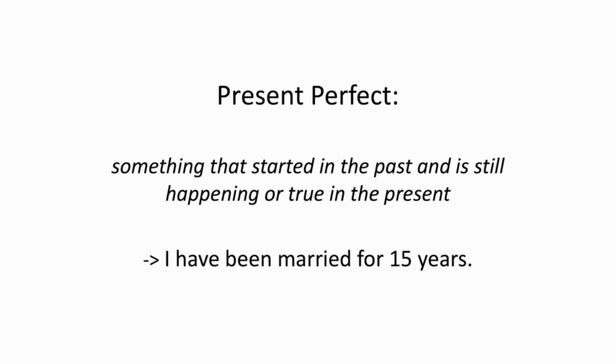There are different uses for the present perfect. We use it to indicate something that started in the past and is still happening or true in the present. For example, I have been married for 15 years. This sentence means that I got married 15 years ago and I am still married now.